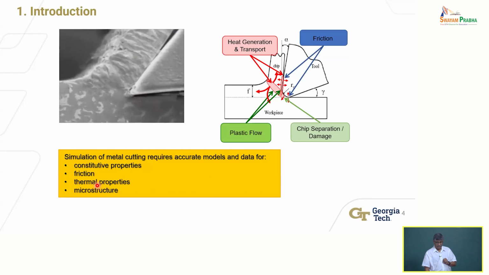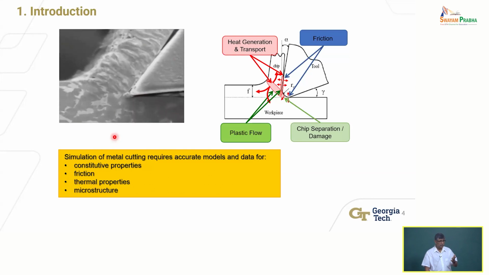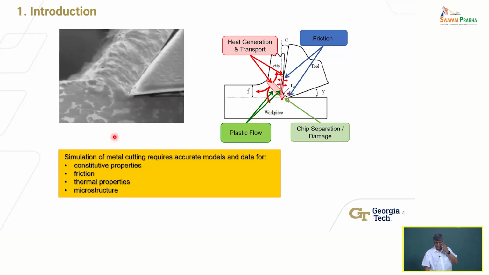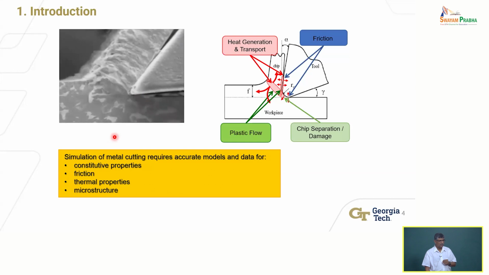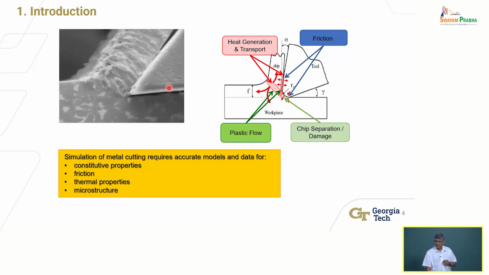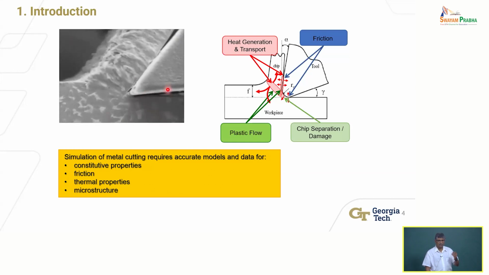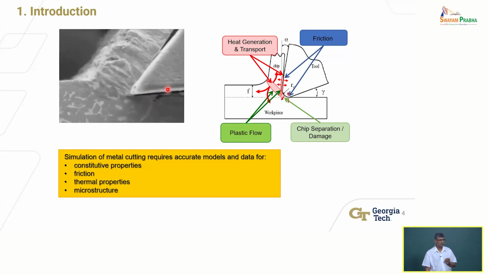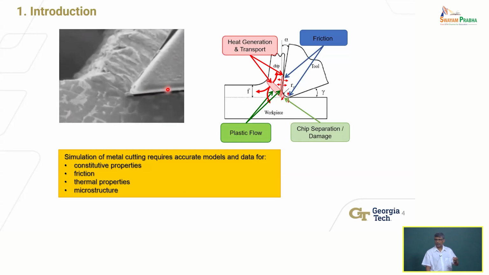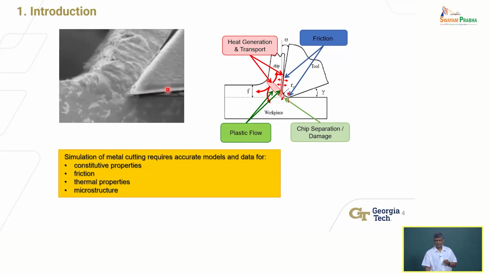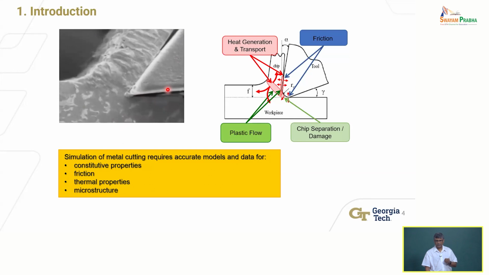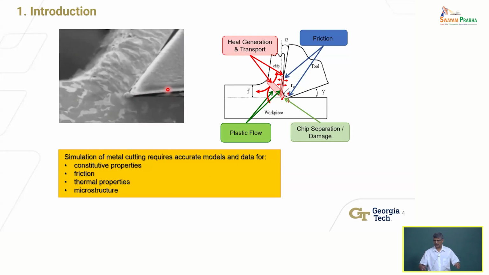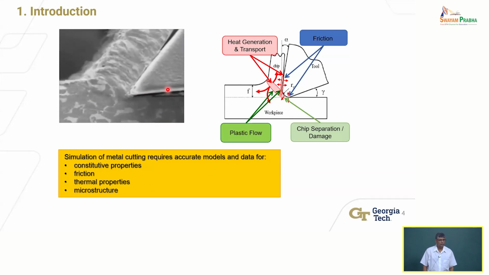Thermal properties. Well, I mentioned to you temperature rises. And you know very well that the temperature rise in the tool, the workpiece, and the chip will be a function of the thermophysical properties of the materials. So what are those thermophysical properties? What kind of properties am I referring to when I say thermophysical properties?